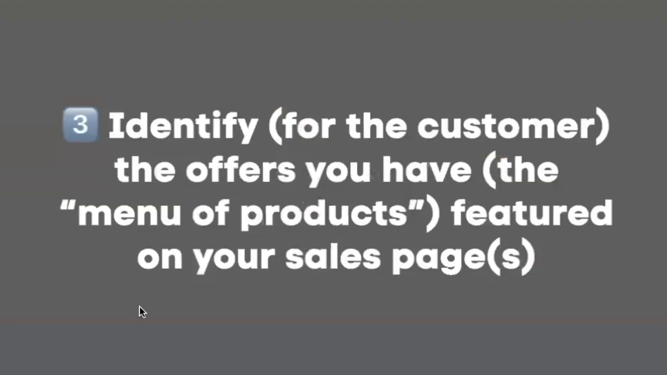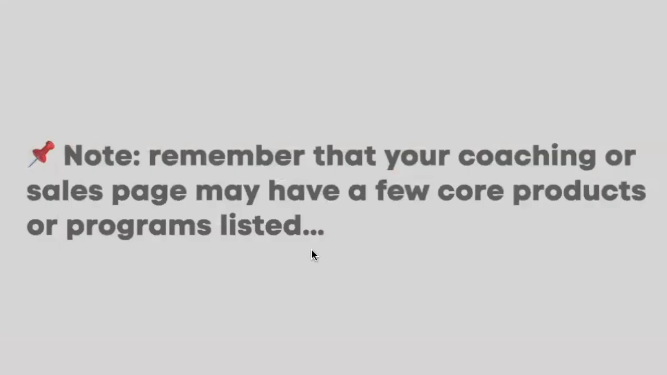Next aspect of the business plan. We need to identify for the customer the offers that we have. This is the menu of products featured on our sales page or our sales pages. Now, remember this, your coaching or your sales page may have a few core products or programs listed.